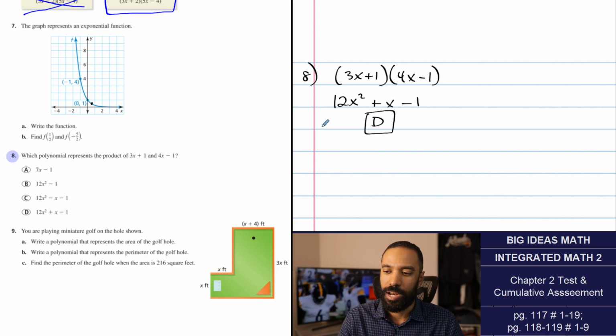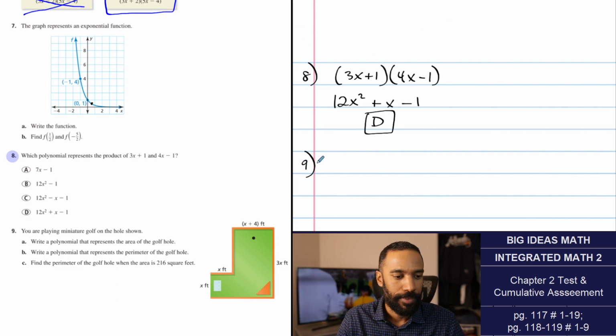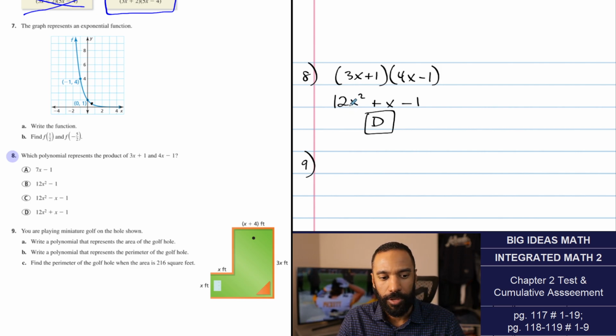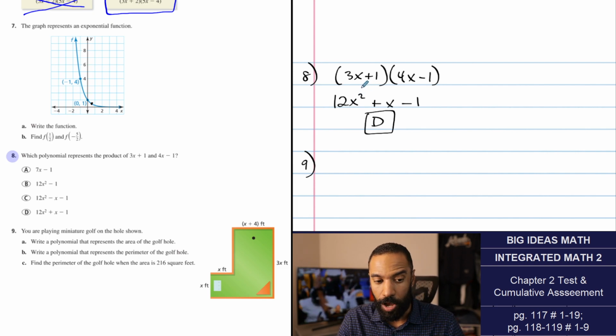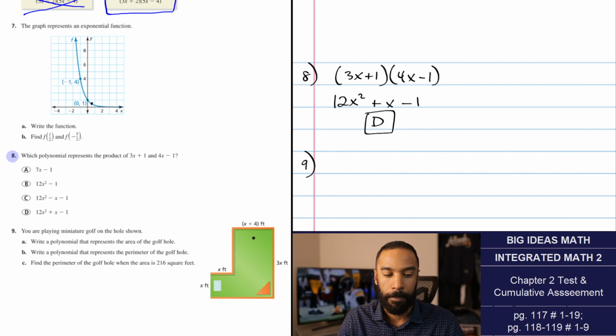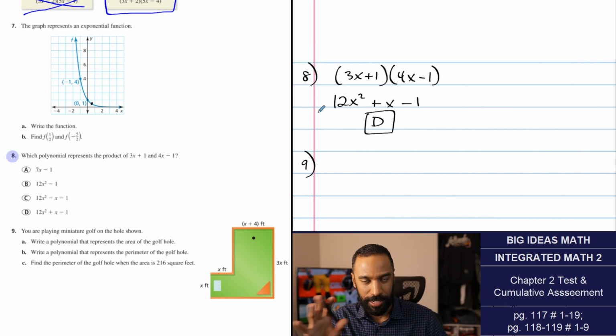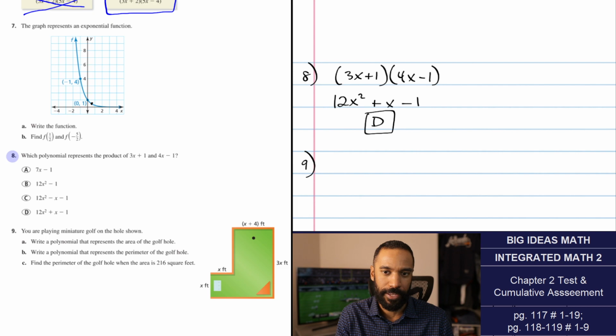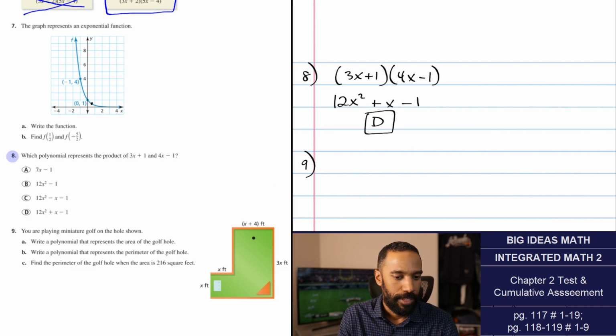Last question here is number 9. You are playing miniature golf on the hole shown. Write a polynomial that represents the area of the golf hole, part A. Write a polynomial that represents the perimeter of the golf hole, part B. By the hole, they don't mean the black circle. They mean the entire thing. Find the perimeter of the golf hole when the area is 216 square feet. Okay, so 3 different things.